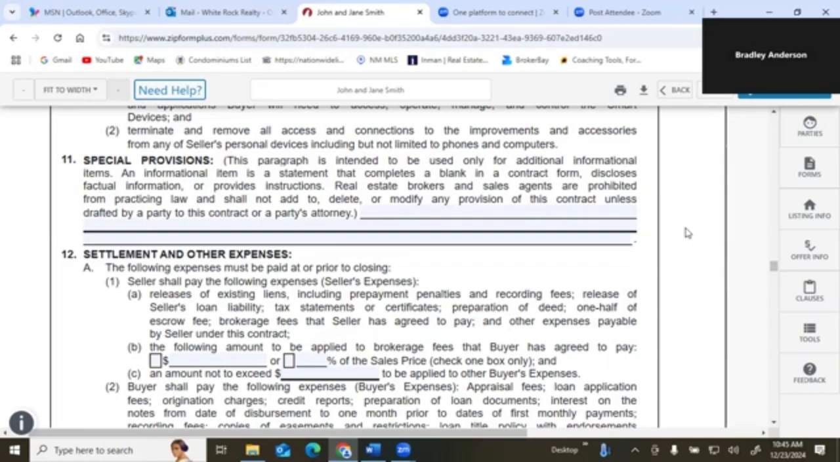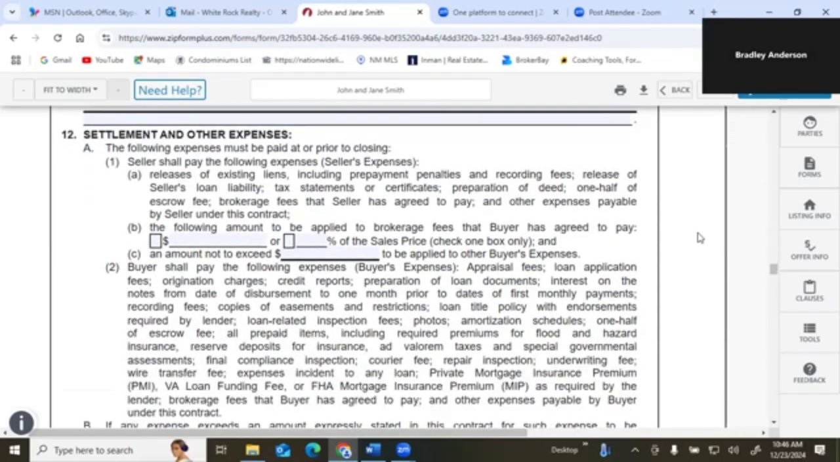Okay, because a lot of times agents want to add things in here and they forget about the fact that, well, what if this condition isn't met? Well, I didn't think about that. Yeah. If the condition's not met, what happens? Is the earnest money given back? Well, I'm not a lawyer. Exactly. So please be careful. All right. So under paragraph 12 is where things have changed.